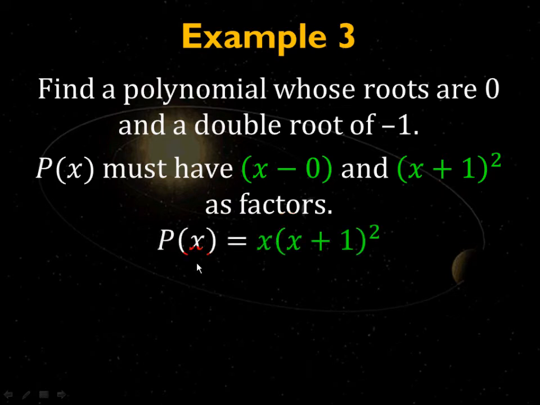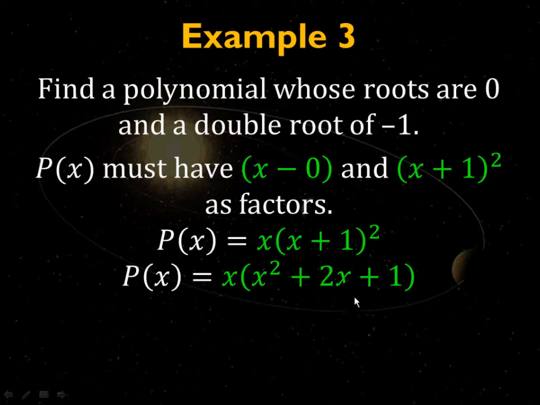So now we put that all together. P of x equals x minus 0, or x, times x plus 1 squared. And now all you do is multiply it out. So x plus 1 squared is x squared plus 2x plus 1. And we distribute the x. So the answer to example 3 is x cubed plus 2x squared plus x. So to find a polynomial that has different roots, you can just create the factors and work backwards. The factors are x minus each root. And in this case, since there's a double root, there are going to be 2 of these factors.